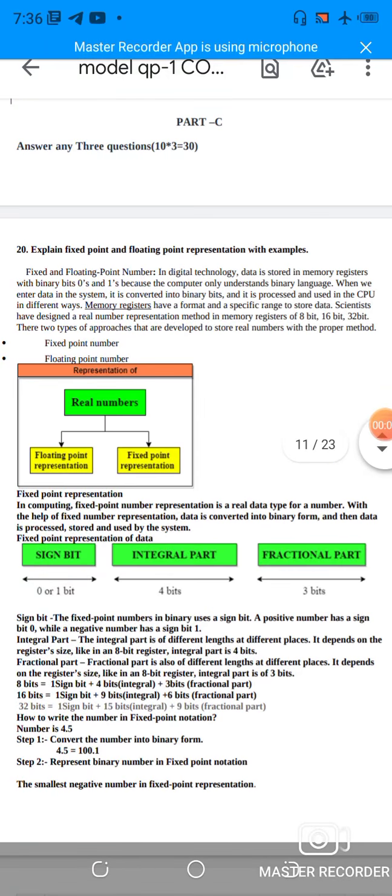Twentieth question. Answer any three questions. Explain fixed point and floating point representation with example.